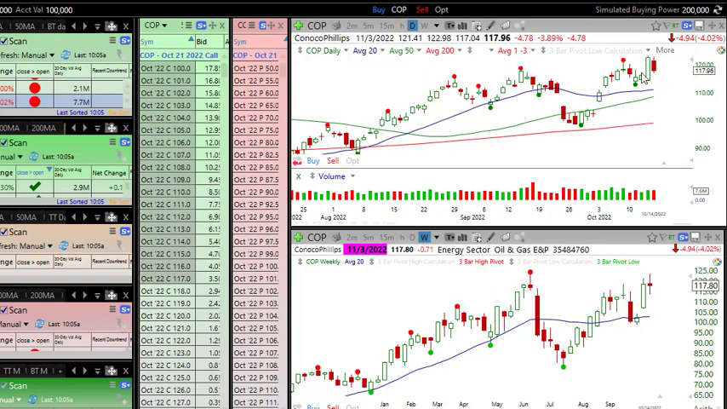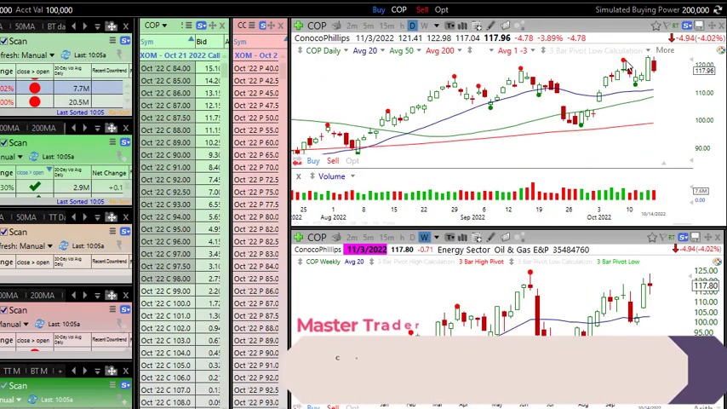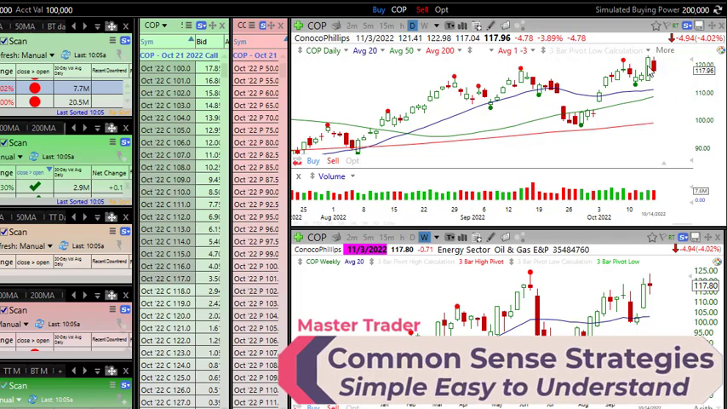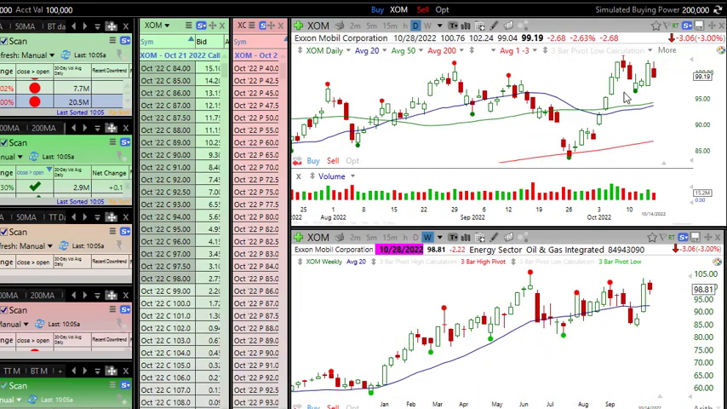COP, a little bit deeper retracement, but I'll put it on a watch list if it's able to get above those highs. XOM, deeper retracement, but I don't like this one because it's also a potential M top. It's at a prior high. Notice how COP is a superior setup to XOM.